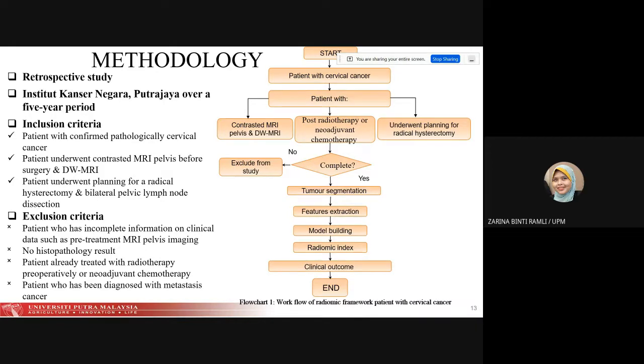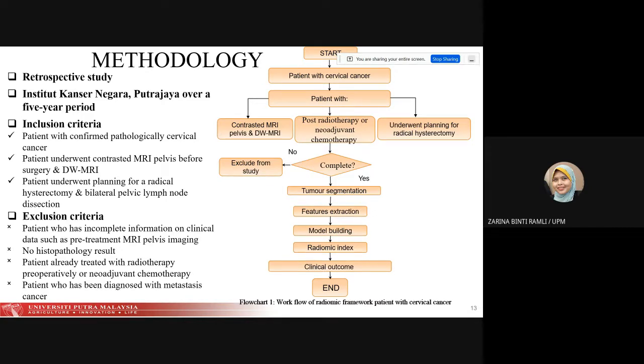The inclusion criteria are patients with confirmed pathological cervical cancer, who have undergone contrast MRI before the surgery with the MRI protocol done, including the DWI-MRI sequence, and who have undergone planning for radical hysterectomy and bilateral pelvic lymph node dissection.